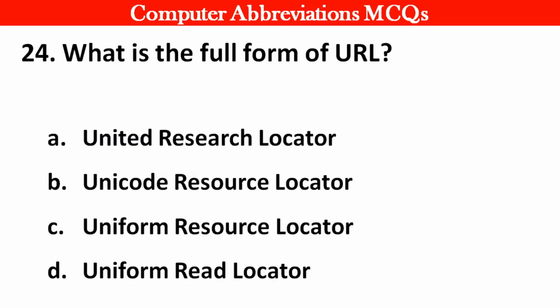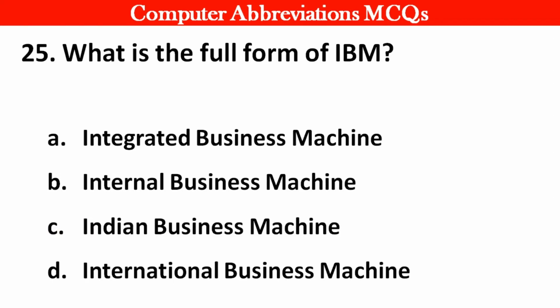Next question. What is the full form of URL? Right answer is option C, Uniform Resource Locator. Next question. What is the full form of IBM? Right answer is option D, International Business Machines.